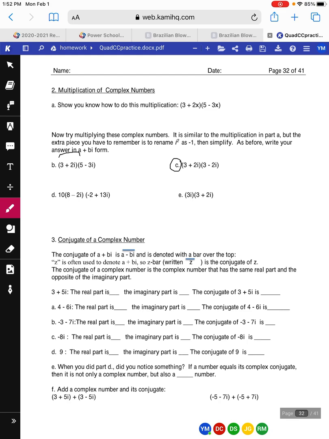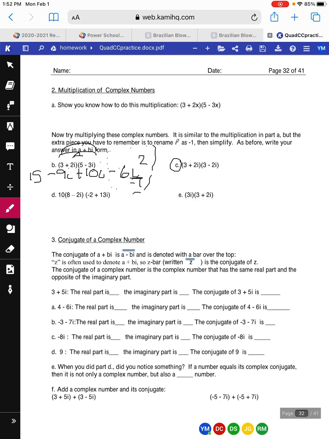3 times 5 is 15. 3 times negative 3i is negative 9i. 2i times 5 is 10i. Remember, treating it like a variable. And then 2i times negative 3i, so negative 6i squared. When you combine like terms, you also need to remember that this i squared has to be changed to a negative 1.